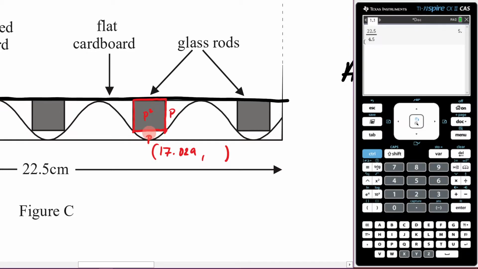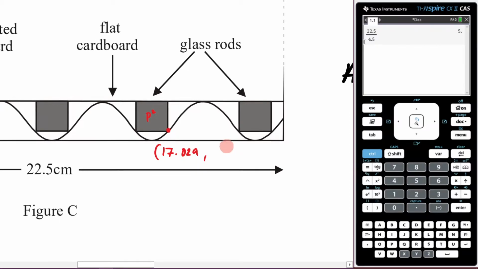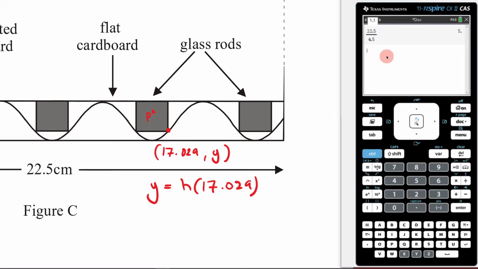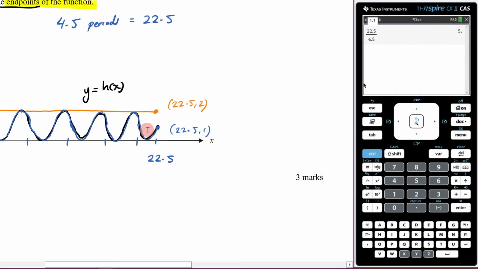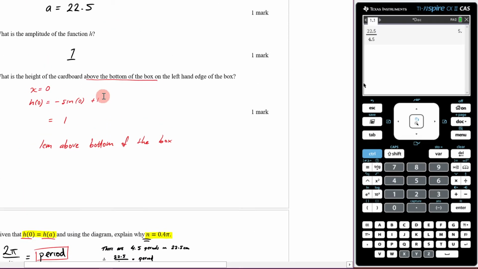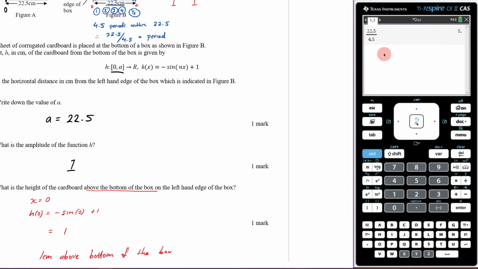How can we find the value of p? Well, there are 2 different ways we could go about it. We could find this length here, or we could find this length here. It's whatever you think is easiest. Now, if I know that this here is 17.029, I can figure out what my y value will be. I'll call it y. Y is simply going to be h of 17.029. So I can come to my calculator and define what h is. I probably don't have to define it. I didn't use my CAS this much for this question, which is interesting. Normally we're using our CAS quite a bit for these questions. For this one, not so much.